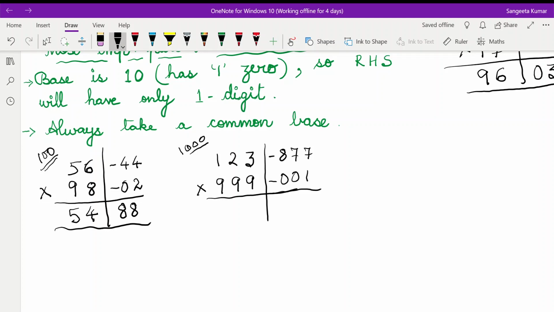Again, we subtract immediately. 123 minus 1 will give us 122. And here when we multiply vertically, we will get 877. So our final answer is 122877. Wasn't that fast? I hope this method is clear.